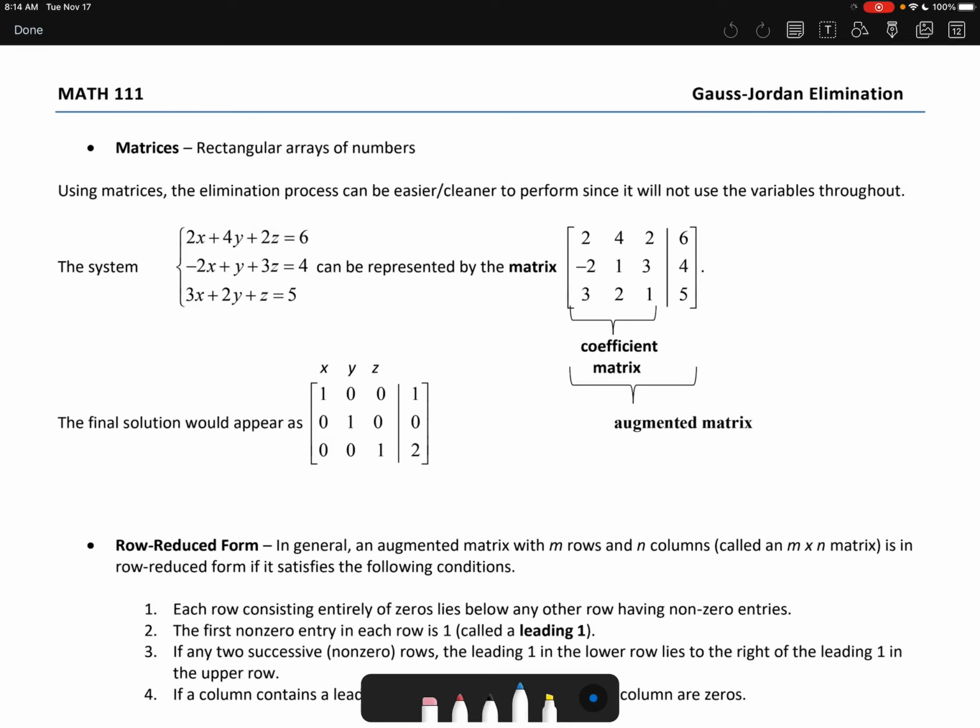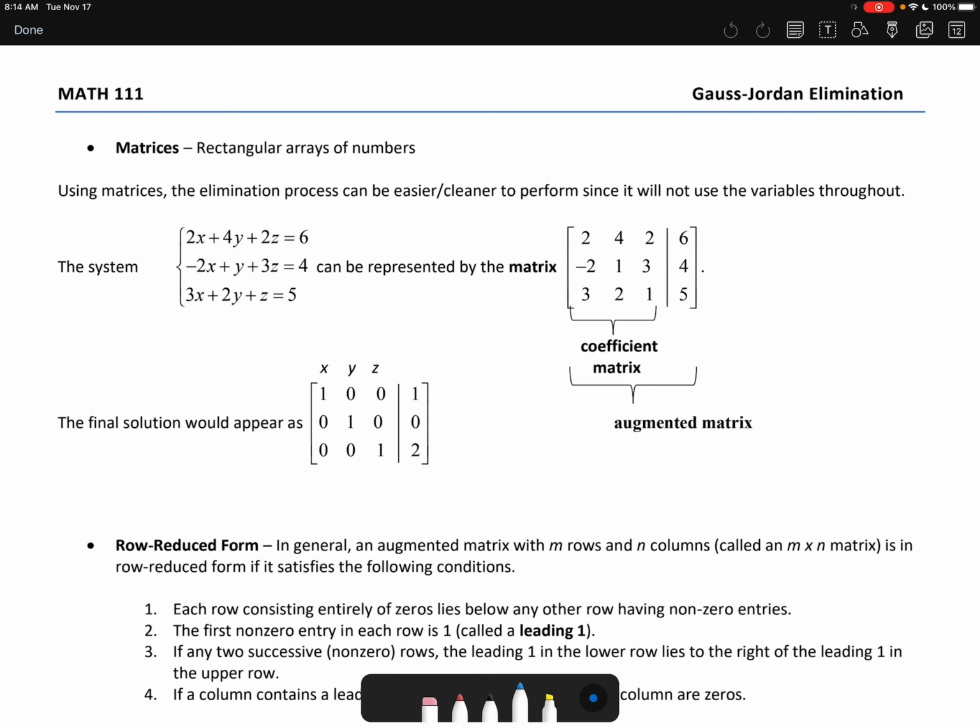So we want to start using what are called matrices to organize our work, and we can use them in several applications in this course and in other courses. But first, let's just define what a matrix is and how those are set up. So a matrix is just a rectangular array of numbers.